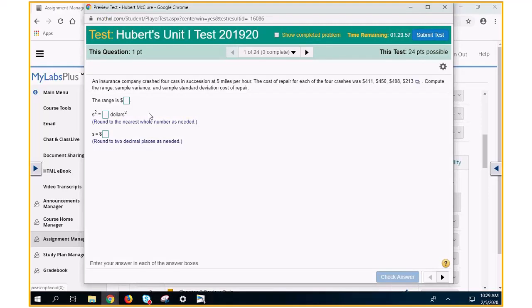Look there. An insurance company crashed 4 cars in succession at 5 miles an hour. The cost of the repair for each of the 4 crashes was blah, blah, blah, blah. Compute the range, sample variance. We're just going to do the whole thing. Go to it. There's your 4 numbers. Now, you don't do the 5-number summary with 4 numbers, and you don't need to draw the curve. All you need is the range, the variance, and the standard deviation.